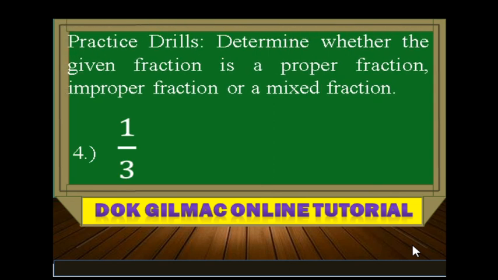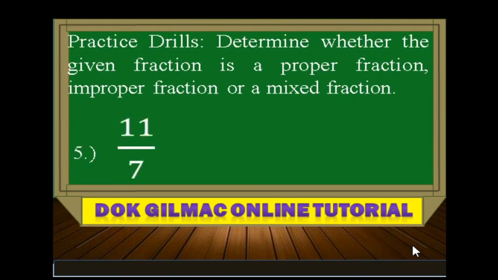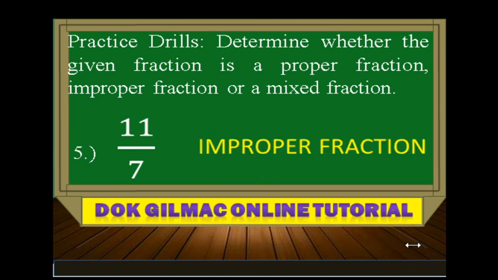Number 4. 1/3. This is actually a proper fraction. Number 5. 11/7. Again, this is an improper fraction since 11 is greater than 7 or the numerator is larger than the denominator. Okay, it's an improper fraction.